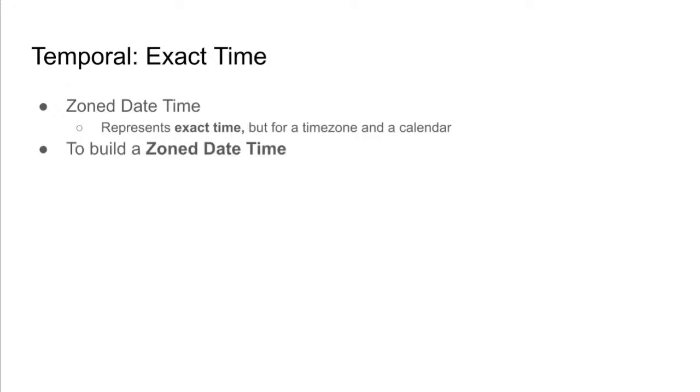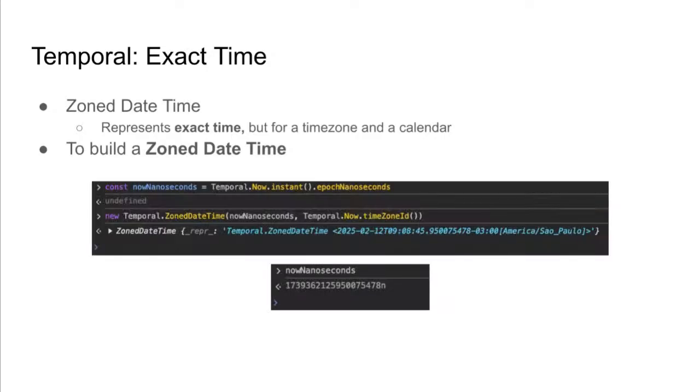The other construct that represents the exact time is the ZonedDateTime. It still represents an exact time, but for a time zone and a calendar. To build that, from inside the same module, we have the constructor for the ZonedDateTime class. I've grabbed the now nanoseconds with the class we've seen before, grabbing its epochNanoseconds property and passing it to the constructor as a BigInt.